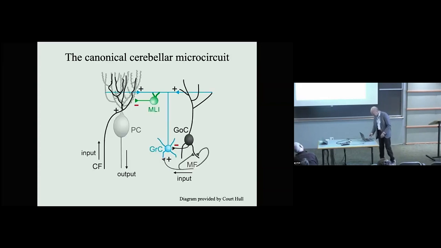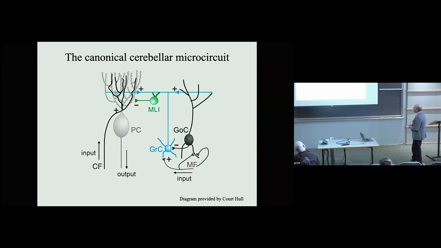But so it goes. So we know the microcircuit in the cerebellum. This is the canonical circuit because it's gotten more complicated recently. Personally, I think the complications are noise, but that's just my style. So this is circa 1970. Purkinje cells are the sole output neurons. They send inhibitory outputs to the cerebellar nuclei.